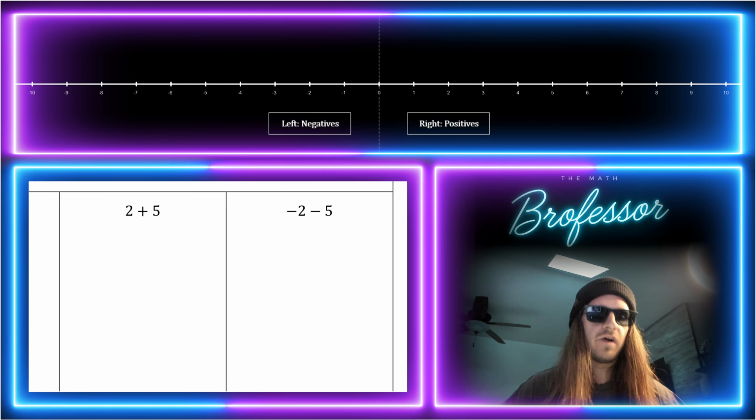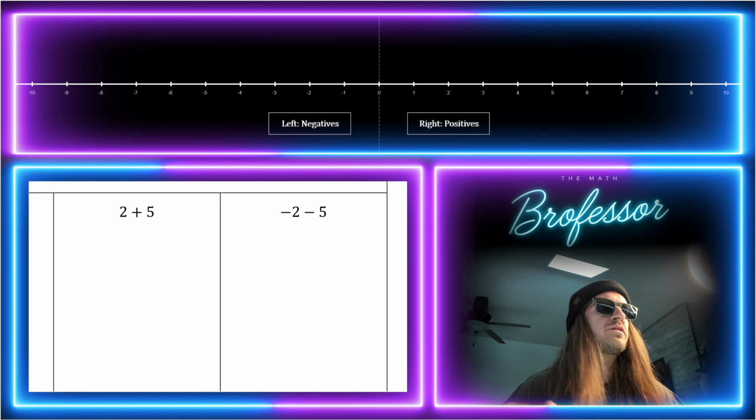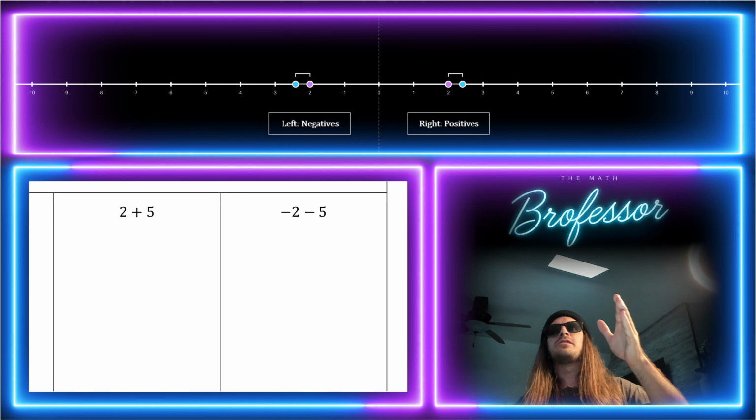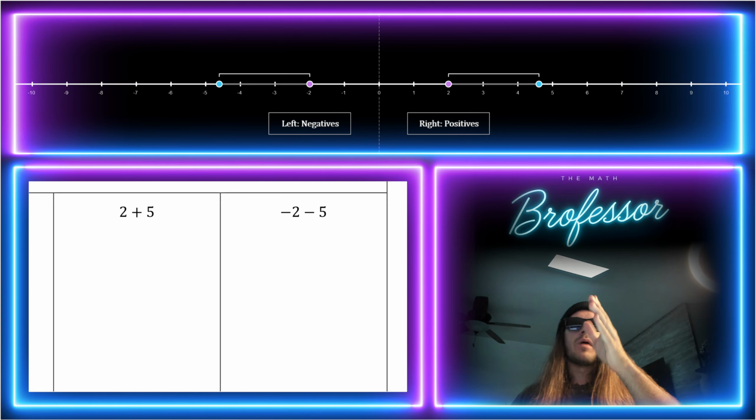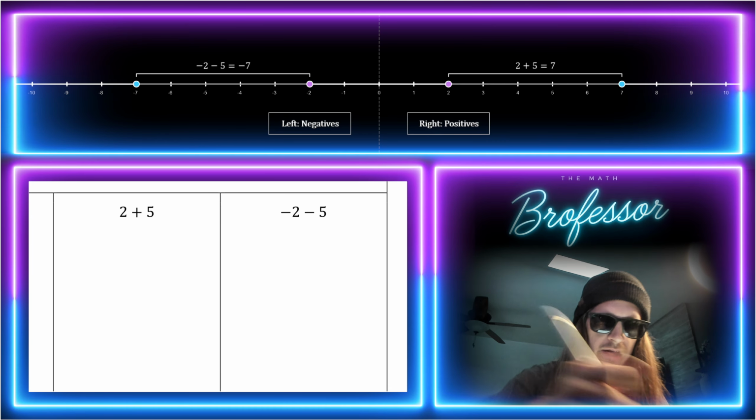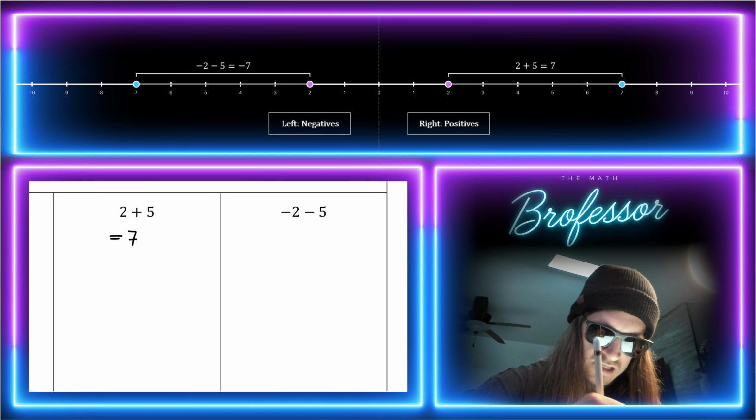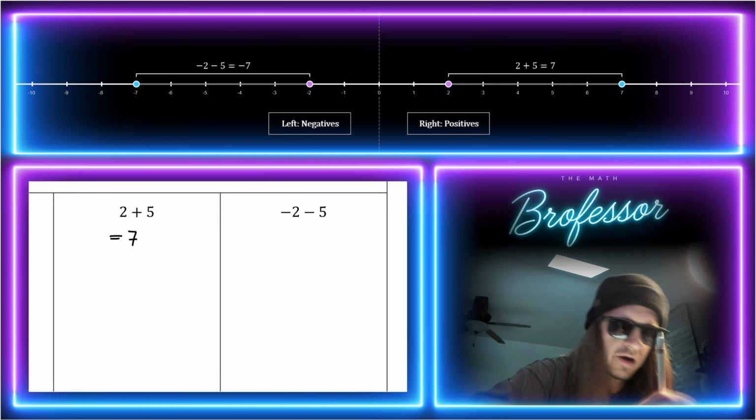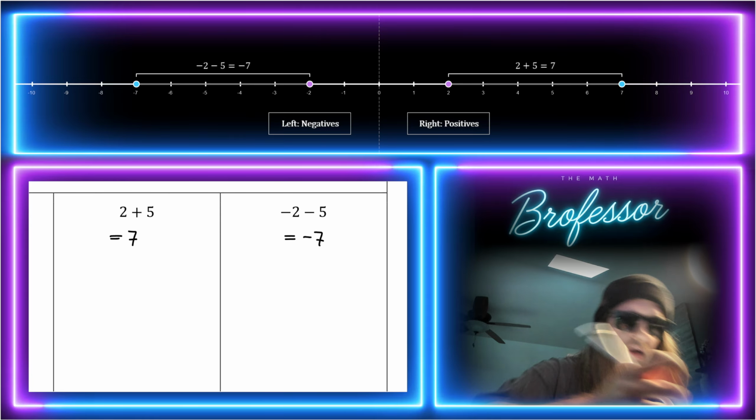Right here we got 2 plus 5, and we got negative 2 minus 5. So these are going to start on opposite sides and work opposite ways. We got negative 2 and then to the left, and then we have positive 2 going to the right. And that's going to land us on 7 again. I didn't get very creative with that. So 2 plus 5 is 7, implying that negative 2 minus 5 is going to be negative 7, right? So that's how that works.